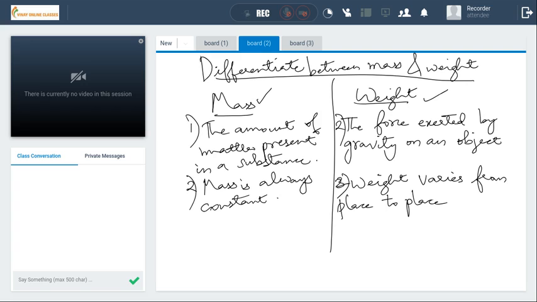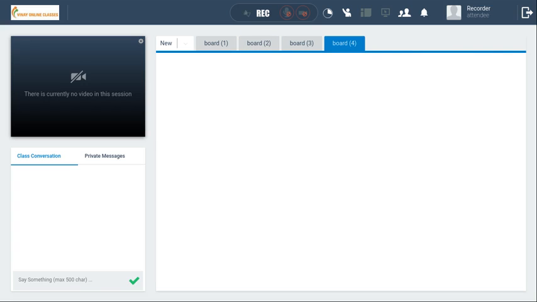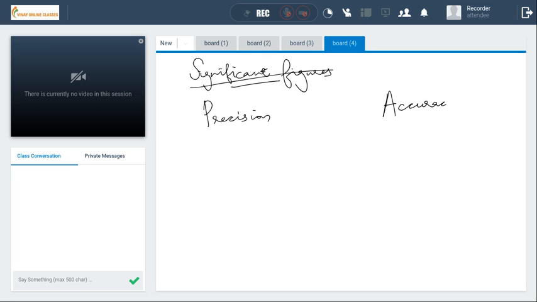Okay, now the next thing which we're going to study is significant figures. Okay, so before studying significant figures, I need to tell you two things. One is precision and the other is accuracy. What is the difference between precision and accuracy? Okay, I'm not going to give you the definition right now. First, I'll tell you what it means.